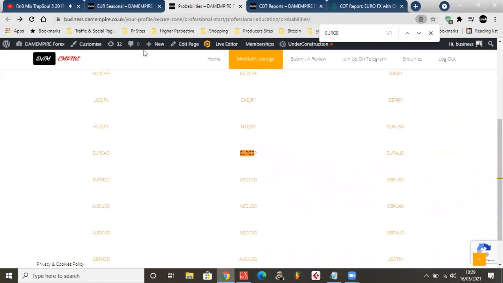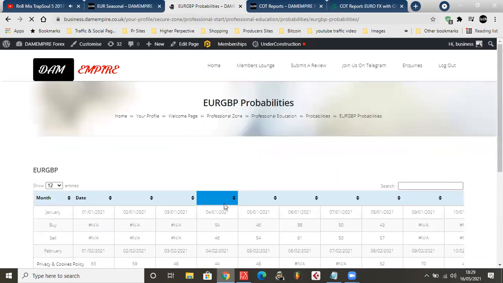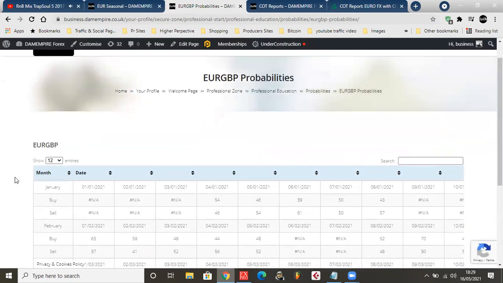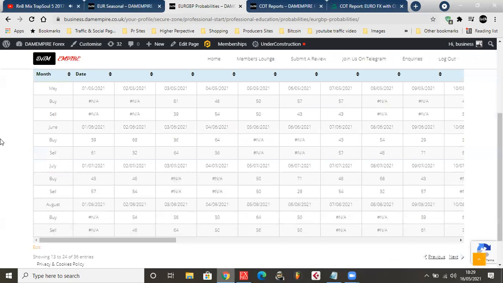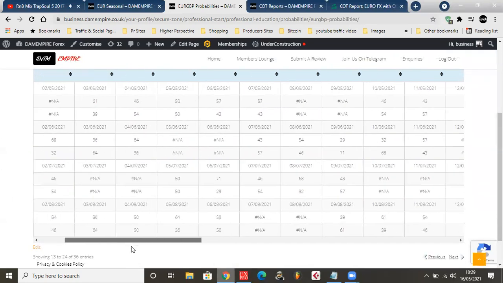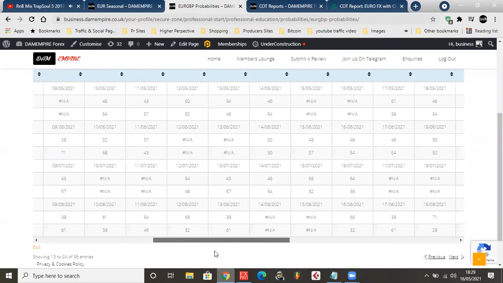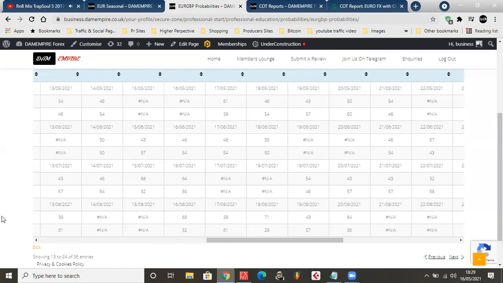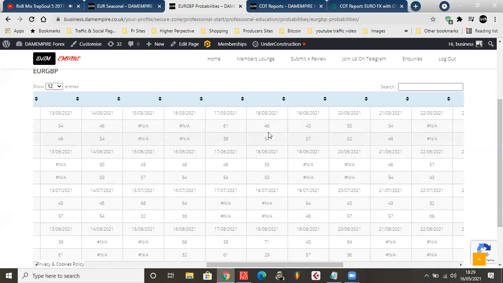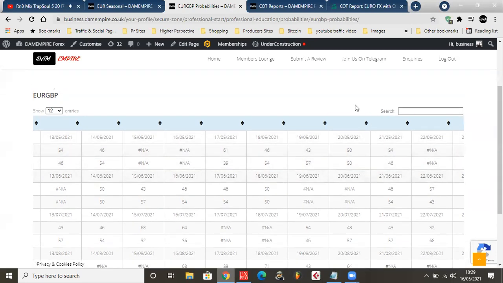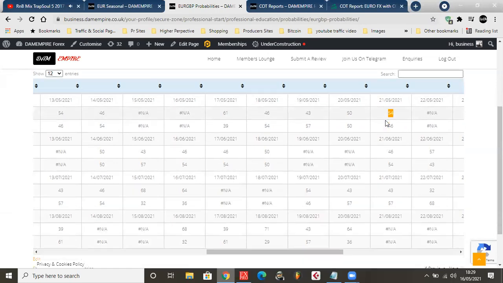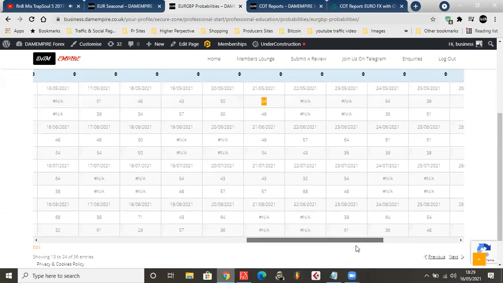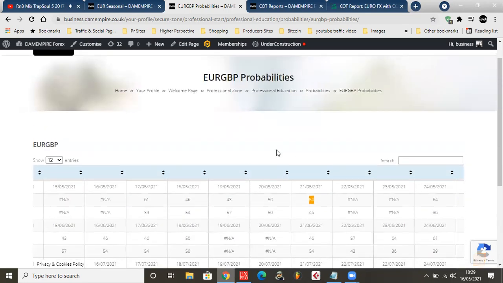Let me see GBP. This is where the stuff gets a little bit interesting. Right, so it's telling me most likely Tuesday is my best option. So Tuesday, Wednesday should be my best option. And even the Friday that I'm expecting the dump to happen, it's giving me the highest probability of a buy there. Now this might play out that way, this might not play out that way.